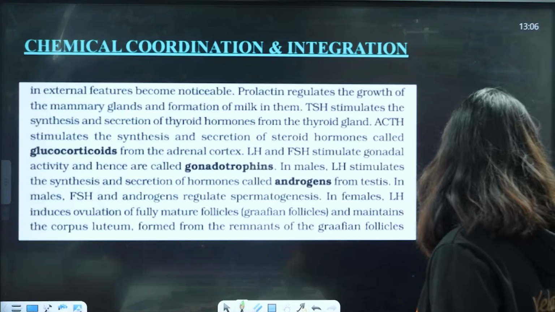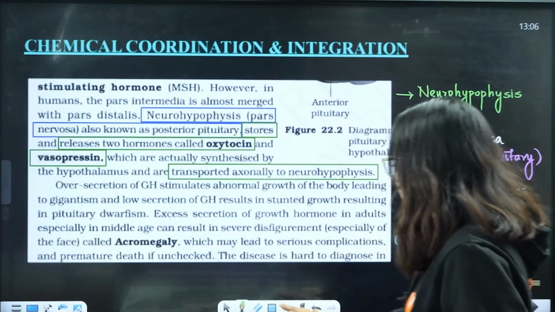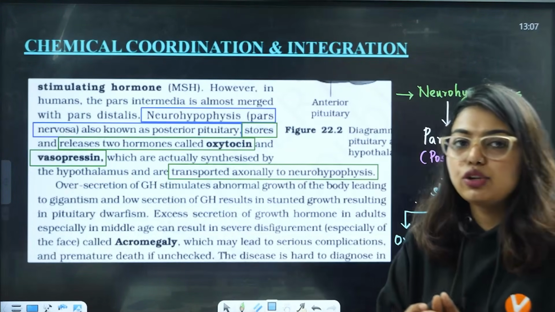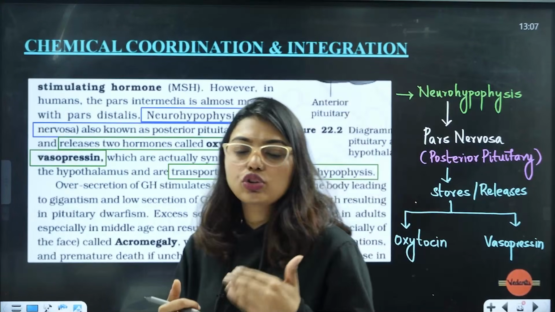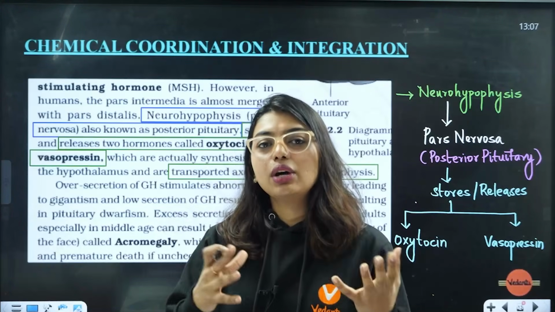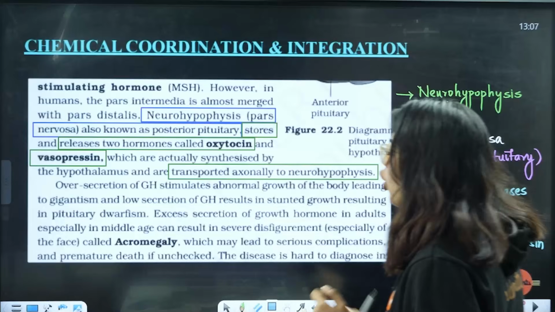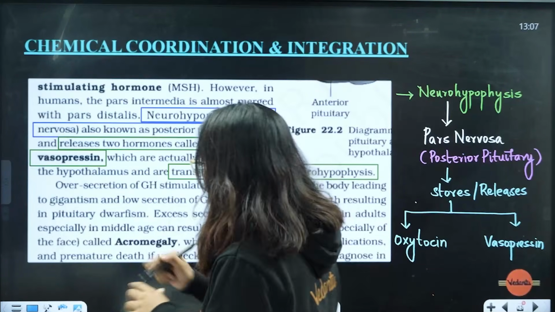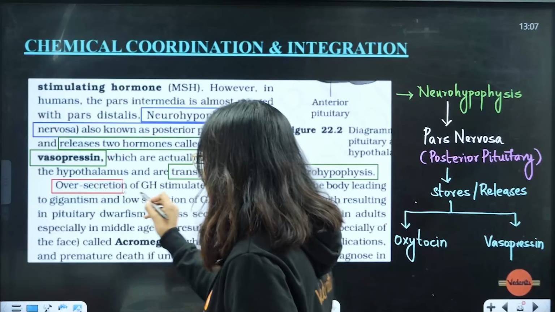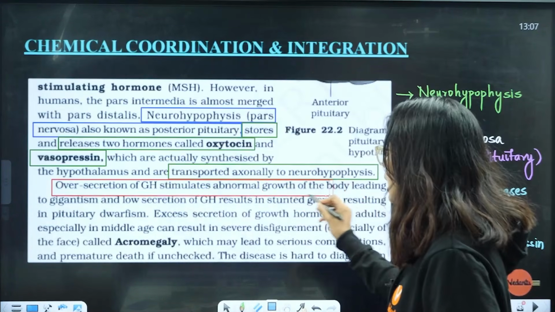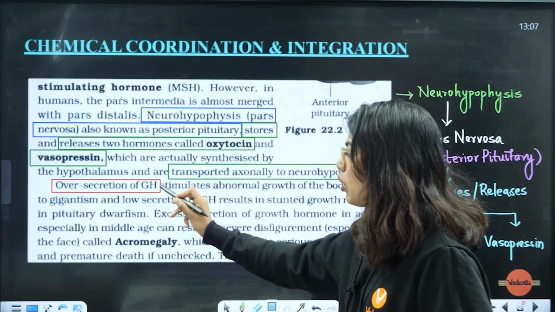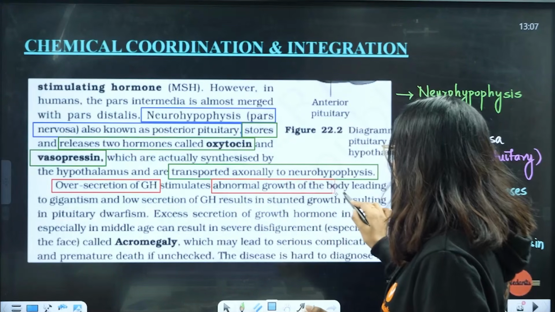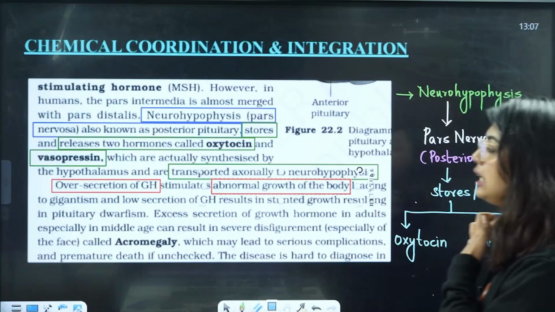Now look here. What will happen if you do hyposecretion and hypersecretion? That means, let's say growth hormone is oversecreted, what scenario is going to happen? Oversecretion of GH stimulates abnormal growth of the body. Growth hormone is necessary for the entire body, because for growth to happen, growth hormone has to be released. But if it is oversecreted, then we will get abnormal growth of the body, leading to gigantism.